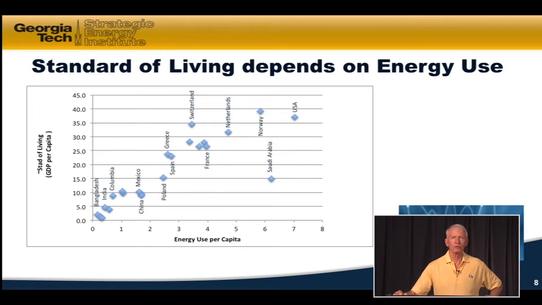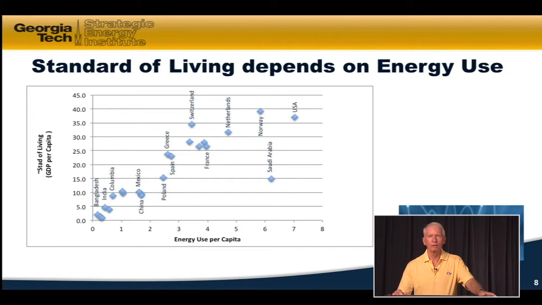Let's move all the way down to China. You see that China is a developing nation, and it's down at about 1 3/4 energy use per capita, with about a 10 gross domestic product per capita. If they were to rise to our standard of living measured by gross domestic product per capita, then their energy use would go up to around 6 or so. So it would go up about a factor of 3 or 4.